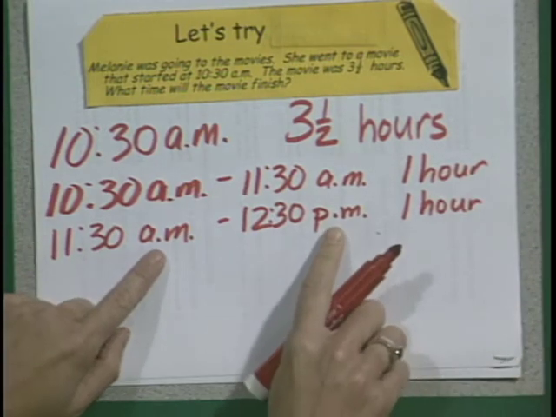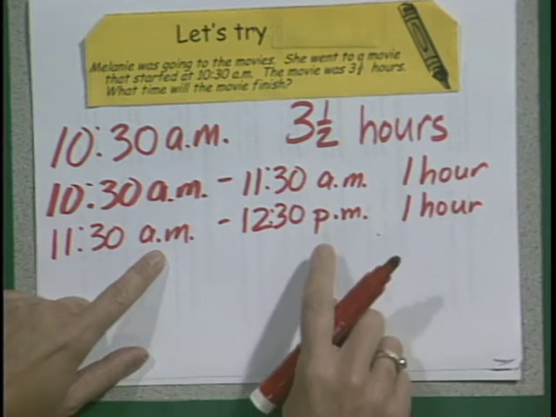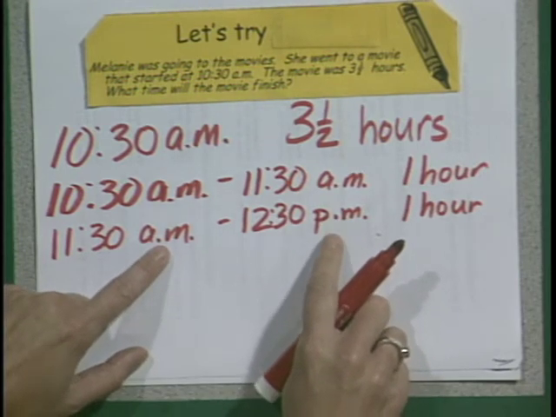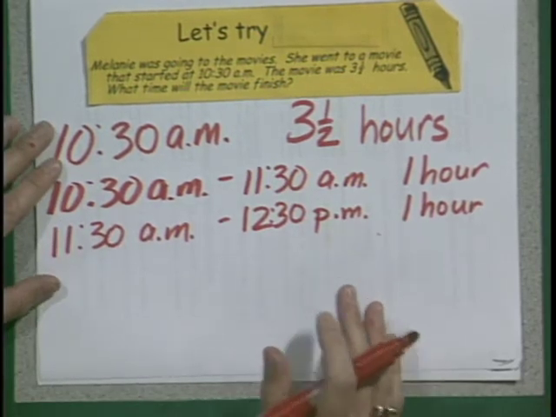Notice how I went from a.m. to p.m. because we were at 11:30 a.m. So the next hour would actually be 12:30 p.m. So be very careful to look at your a.m. and p.m. when you're working out a problem to see if somewhere in your problem you're switching between a.m. and p.m. Be very careful.